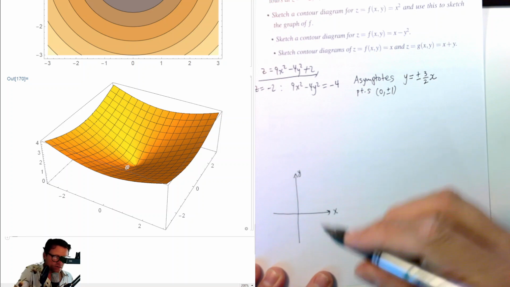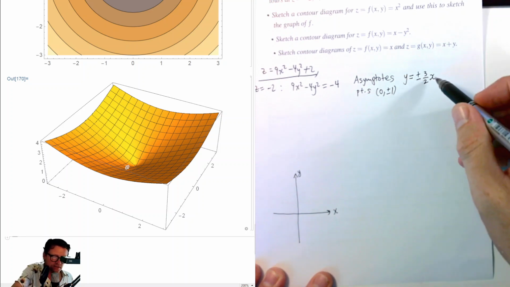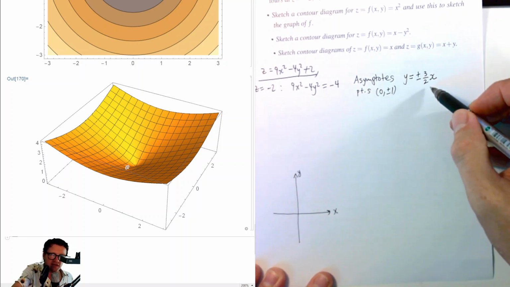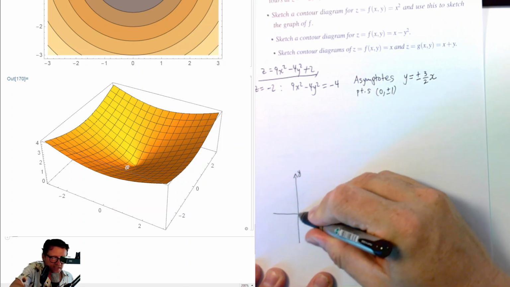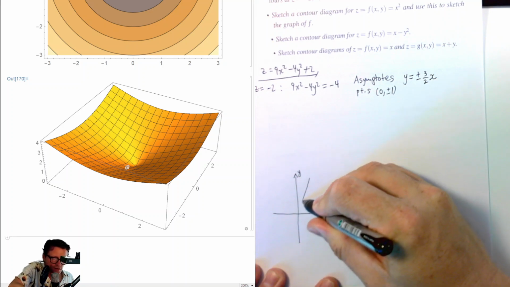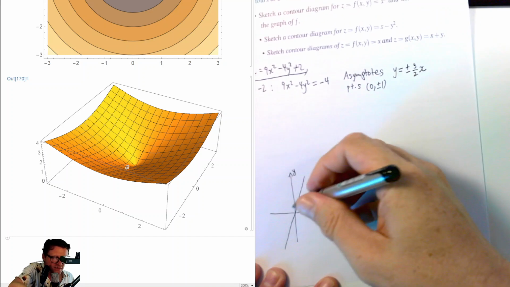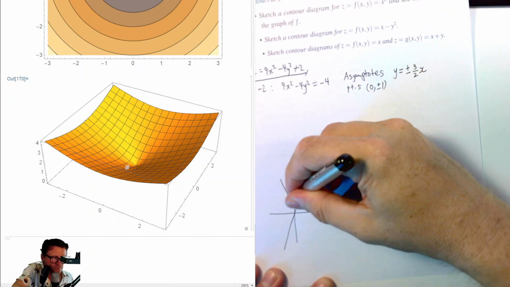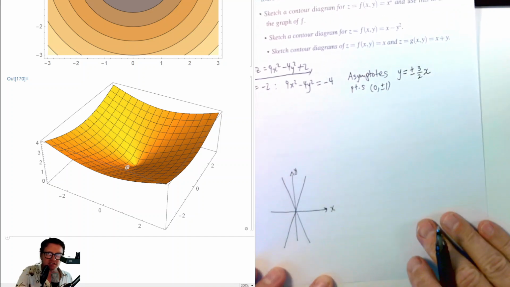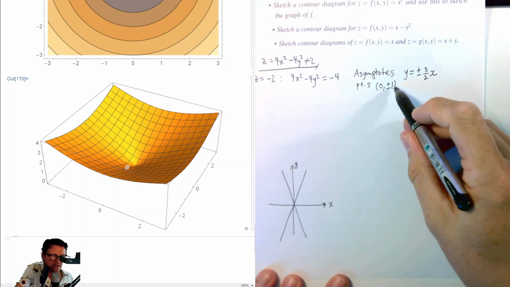X and Y axis. Okay, let's find our asymptotes first. So 1.5 is 3 over 2, so a bit steeper than a slope of 1, something like this. And this for our two asymptotes. Okay, let's find these points.